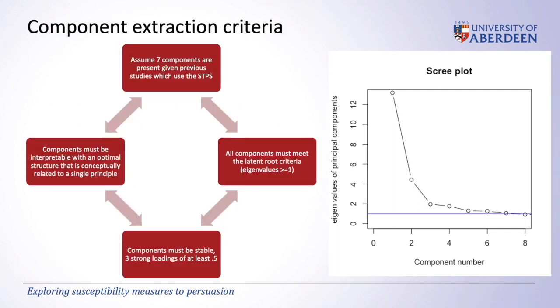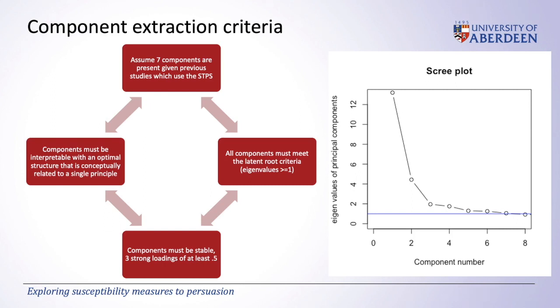So this is the component extraction criteria we used based on recommendations from the literature. Moving from the top center to the right, first we assume there are 7 underlying components given previous work which has used the susceptibility to persuasion scale and reported positive results. Secondly, moving from the top to the middle right, components would only be considered for extraction provided they meet the latent root criteria of eigenvalues greater than or equal to 1. This is suitable provided the sample size is greater than 250 and the average communality of the questions is greater than or equal to 0.6.